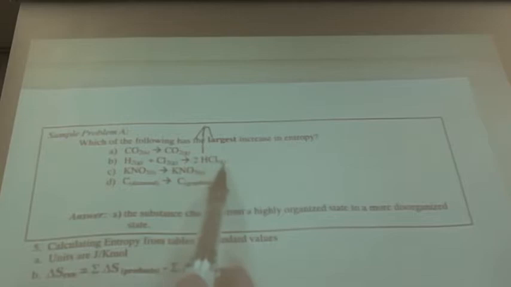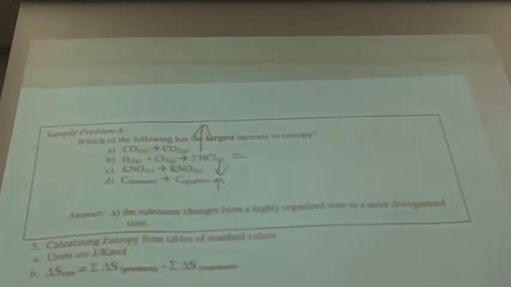Hydrogen gas plus chlorine gas, 1 mole of each, makes 2 moles of hydrogen chloride gas. That's a push. Those are equal. KNO3, a liquid KNO3 going to solid KNO3, that's a decrease. And the very highly complex diamond becomes sheets of graphite. That is an increase in entropy, but not a huge one.